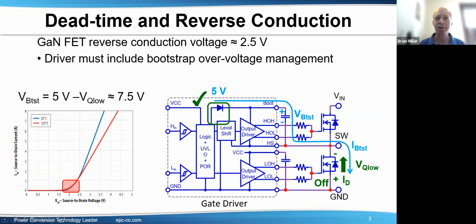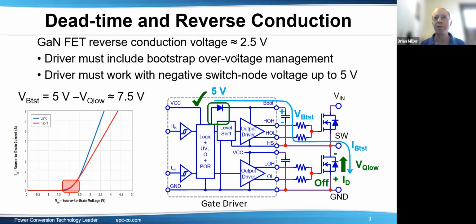The gate driver must include bootstrap and overvoltage management. So over here, you want to make sure that the regulation is 5 volts. And also this node here, which affects the regulation of that 5 volts, doesn't go too far below ground. So the driver must include the bootstrap overvoltage management. The driver must work with a negative switch node voltage up to 5 volts. So if the switch node goes down to negative 5 volts, you want the driver to still continue to work in a proper way.